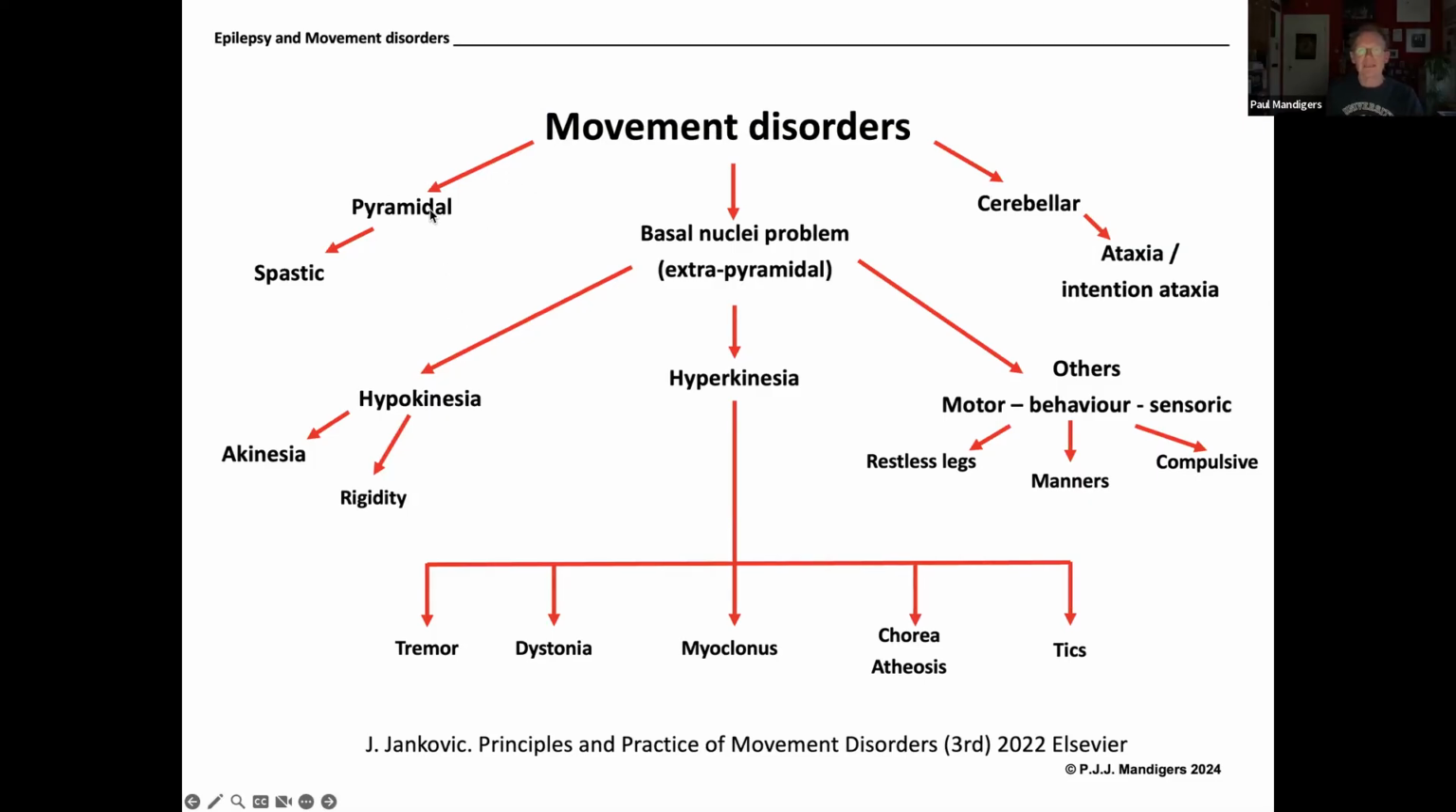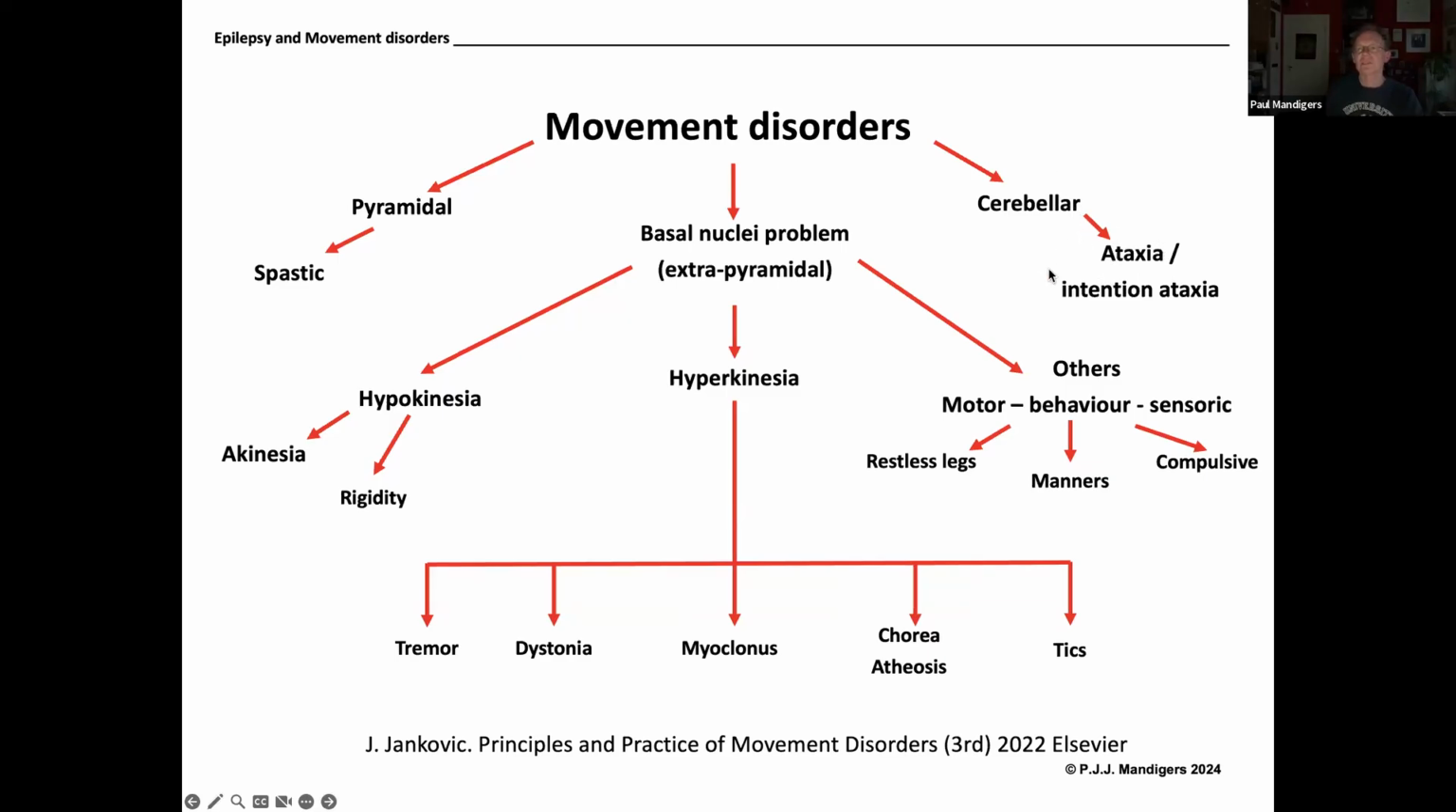Movement disorders can be pyramidal, so that's the infarct. It can be a basal nuclei problem, and then it can cause either hypokinesia or hyperkinesia, or it can introduce something strange like restless legs, you must have heard of it, or compulsive disorders, or menace, so the fact that you're, for instance, constantly clipping your hands. And there is, of course, the part where the cerebellum is dysfunctioning.